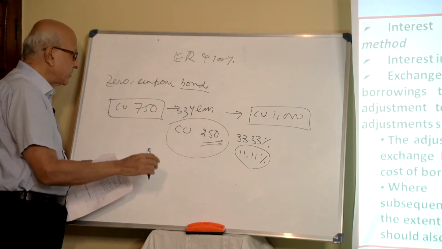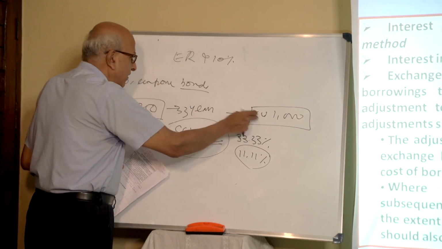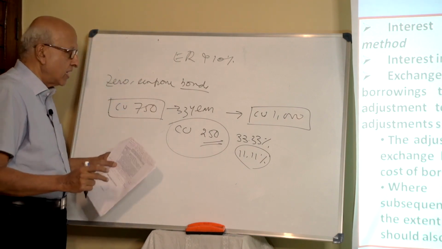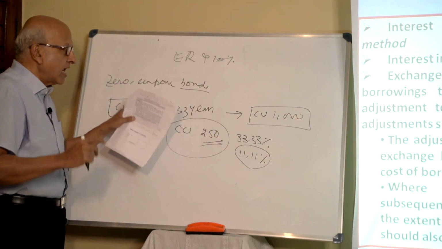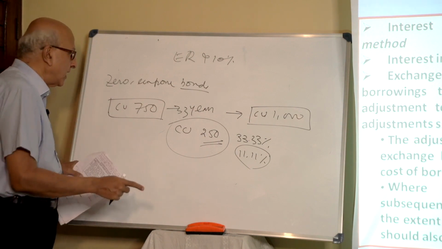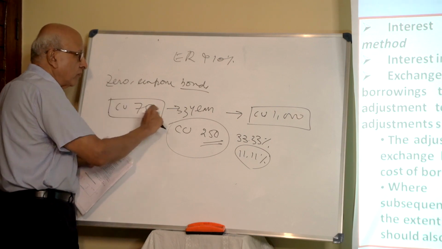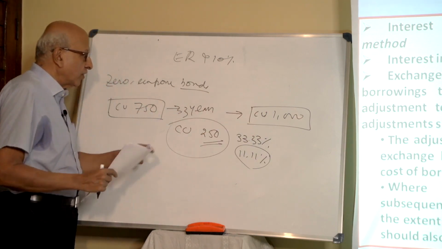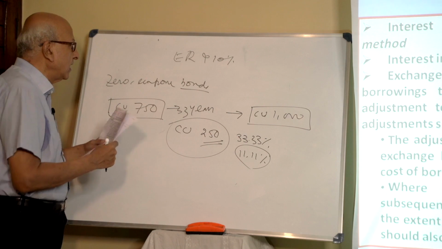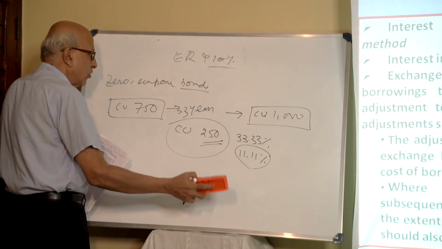So I repeat, the difference between the initial amount recognized and the redemption amount is the interest, that is 250. Now we need to work out what is the rate of interest that will be applied on 750 and the amount will become 1000 after the end of 3 years. That is coming 10%, that is called effective interest method. We check up.